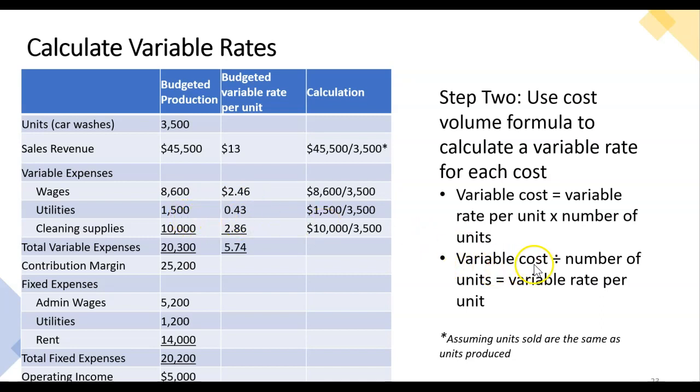Take our total variable cost, divide by the number of units, and that's going to give our variable rate per unit. So $1,500 is our total cost of utilities, divided by 3,500 car washes.